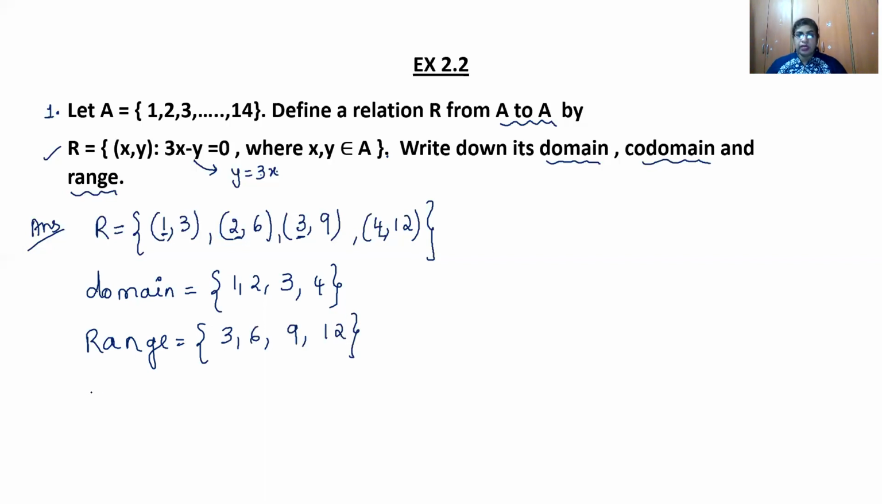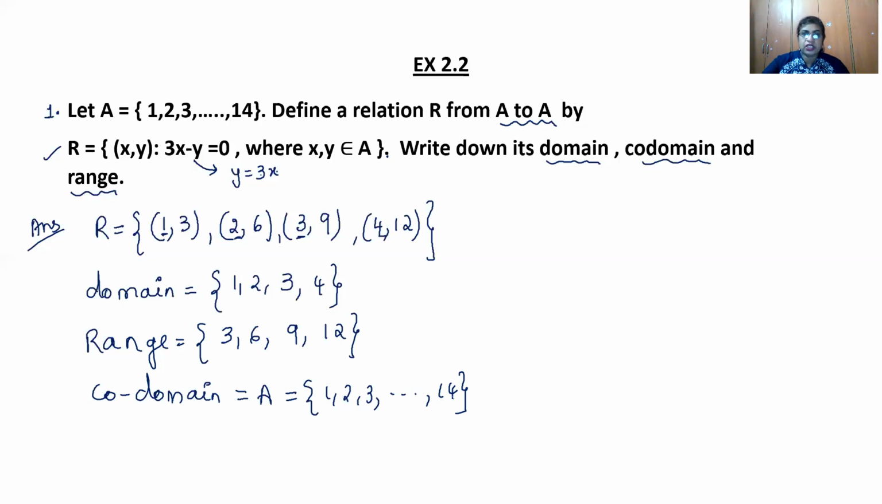Next, codomain. So what is the codomain? We have learned it is the entire second set. So which set is it now? It is from A to A only. So set A is the codomain. So codomain is equal to A only. And what is that? 1, 2, 3, dot dot, then the last element 14. Okay. Hope you have understood the first question.